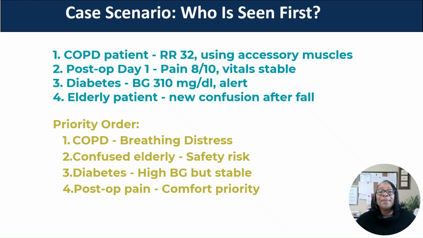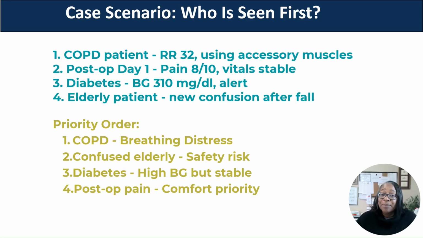So step one, ABCs. Who would you see first? You would see patient one first, the COPD patient that's having respiratory distress. Second, you'll look at Maslow's. Patient four, the elderly patient with that new confusion. You would see them second because they fell and now they're confused, so you're wondering what is causing that.